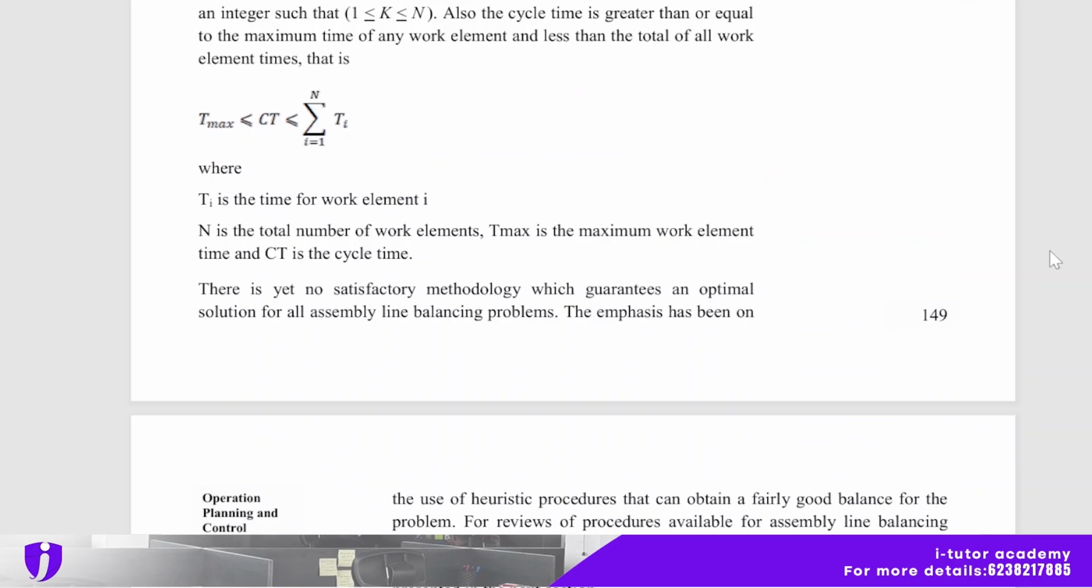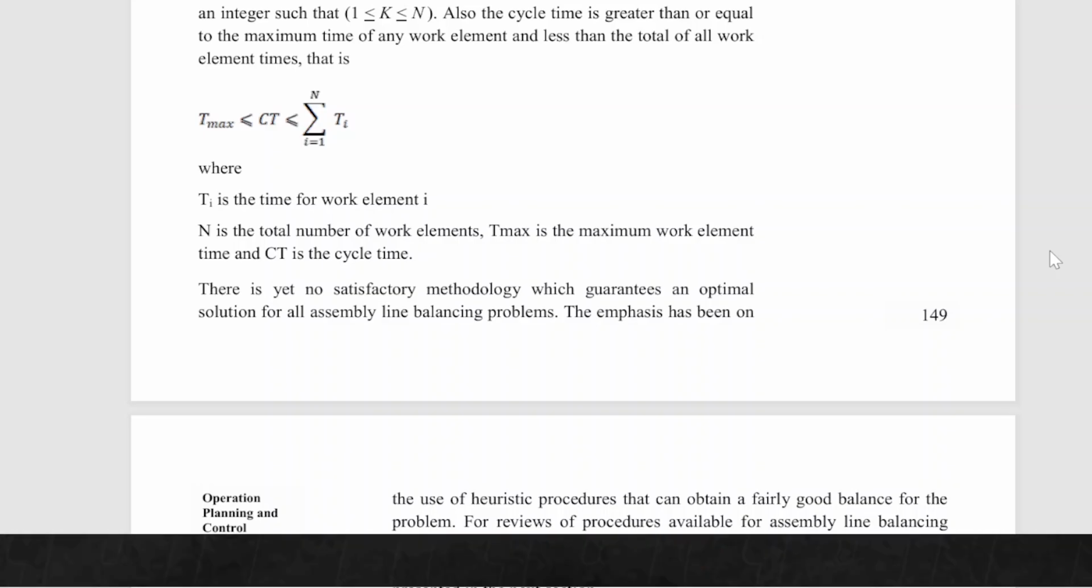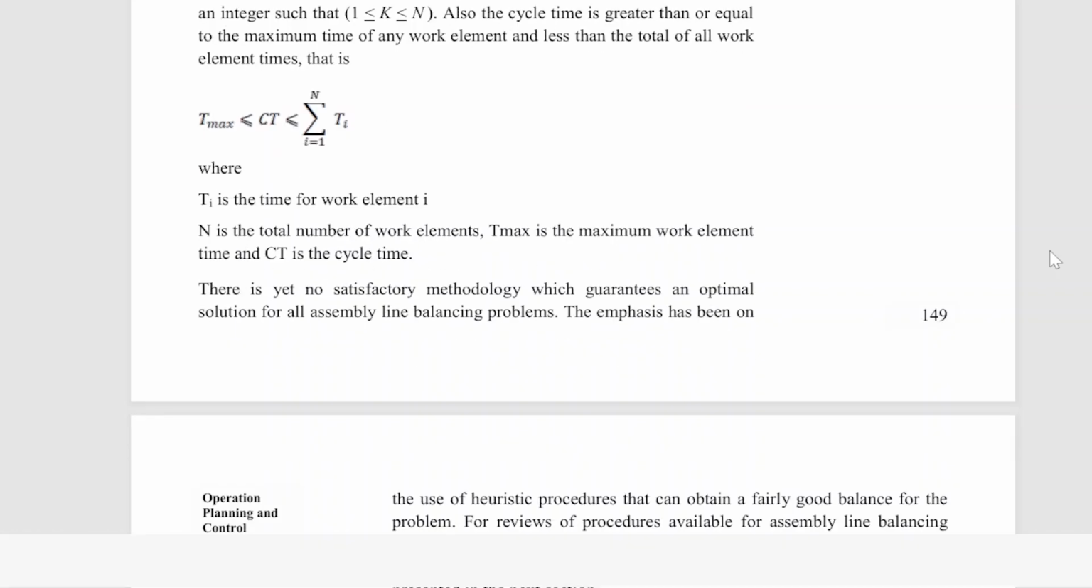There is no satisfactory methodology which guarantees an optimal solution for all assembly line balancing problems. So the emphasis has been on the use of heuristic procedures that can obtain a fairly good balance for the problem. For a review of procedures available for assembly line balancing, refer to Buffa and Kilbridge and Wester. Two commonly used methods for obtaining a good balance for an assembly line balancing problem are presented in the next session. So this is about today's section. The next subsection we will discuss in the next video.